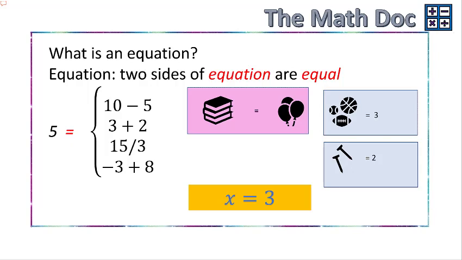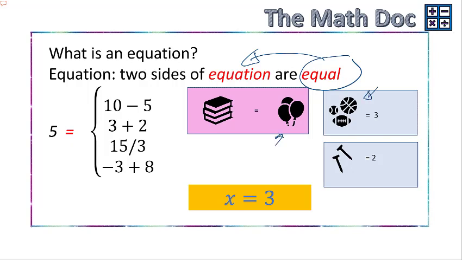So what is an equation? Well, the word equation comes from the word equal, right? Equal is sort of in the word equation, and what it means is that there's two sides to an equation, and they are equal.